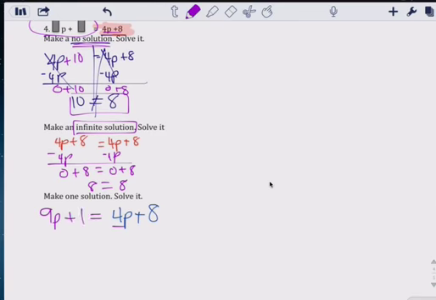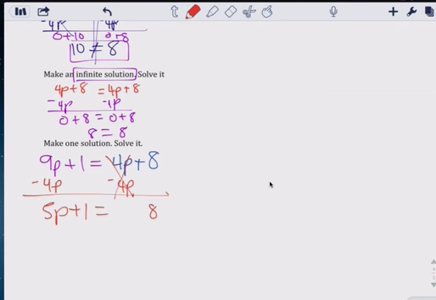Let's say 5p plus 1. Now you get rid of the smallest variable, always the smallest, on both sides: minus 4p, minus 4p. Cancel that out to be 0 plus 8, and that's 8. That's why they just cross it out and leave it out. Minus 1, minus 1. So that gives me 7 equals 5p. Divide by 5, divide by 5.